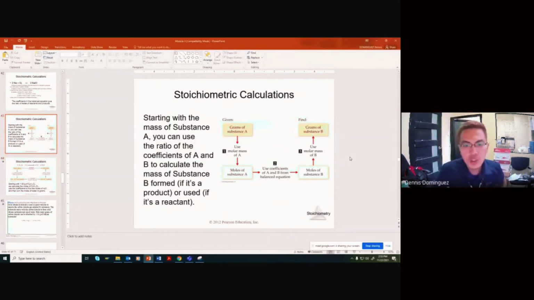Okay, stoichiometric calculation. Starting with mass of substance A, you can use the ratio of the coefficients of A and B to calculate the mass of substance B formed. You need the balanced equation first before you can proceed. You don't assume that reactant A and reactant B need 1 mole each to form 1 mole of product. Dili siya. Dapat sa law of conservation of mass, balance ang number of atoms sa imong reactant. It needs to be an equal number of atoms sa imong product. So that's the stoichiometric calculation part.